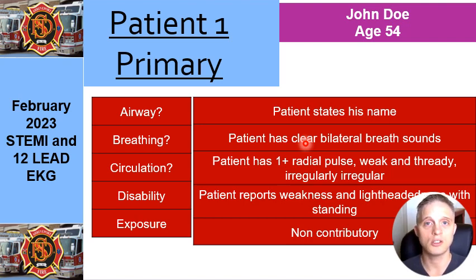Don't just jump to the conclusion that because I feel irregularity that it's AFib or aflutter. PVCs can be very misleading when it comes to that. So the patient reports weakness and lightheadedness with standing. That indicates that we might have an unstable patient.